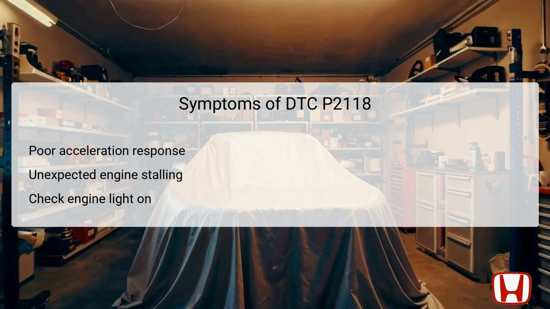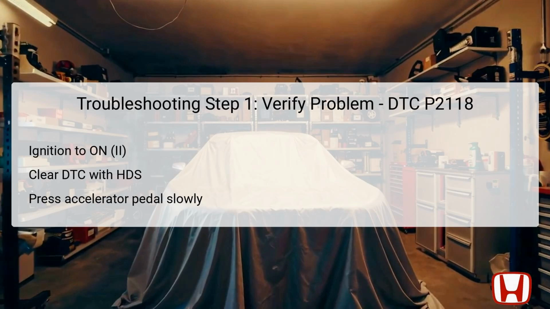Additionally, drivers might experience unexpected engine stalling, particularly during startups or stops, due to the throttle actuator not regulating airflow properly. Furthermore, the check engine light will illuminate on the dashboard, indicating that the onboard diagnostics system has detected an issue related to the throttle actuator. Each of these symptoms can significantly affect vehicle performance, making it essential to conduct a thorough diagnostic procedure as outlined in upcoming slides.